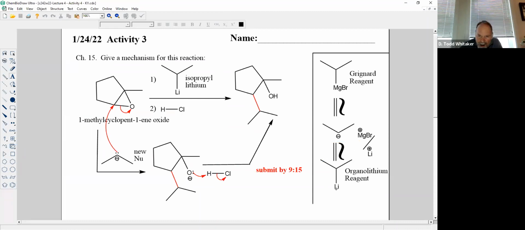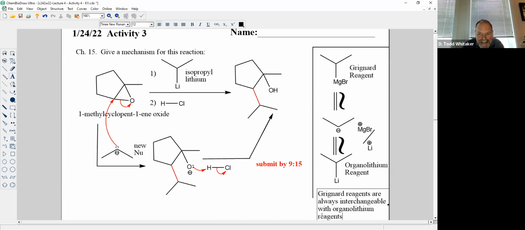Add one more comment over here. Grignard reagents are always interchangeable with organolithium reagents. Gotta cover myself here in Chem 242. So you'll never see an exception to that.